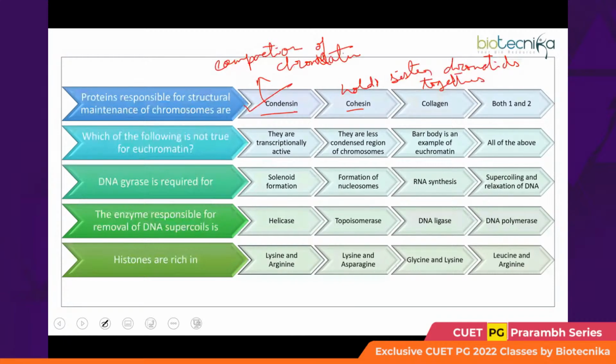Which of the following is not true for euchromatin? They are transcriptionally active. Yes, it is true. They are less condensed region of the chromosome. Correct. Bar body is an example of euchromatin. That is something which is wrong.